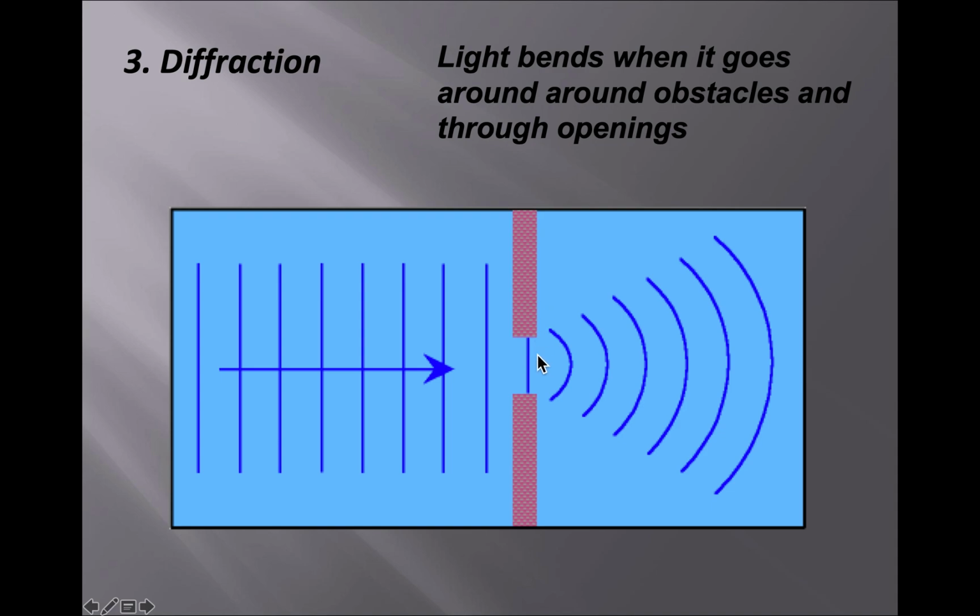Now diffraction is a little bit different. It is where you have an incoming wave coming into an opening, but then it causes the wave to bend as it passes through the object. Also, if you notice over here, you have no waves over here and also no waves over here. But eventually, when these waves pass through here, they will begin to spread out and wrap around this barrier. So light bends when it goes around obstacles and through openings.